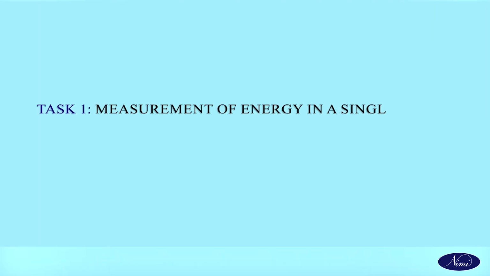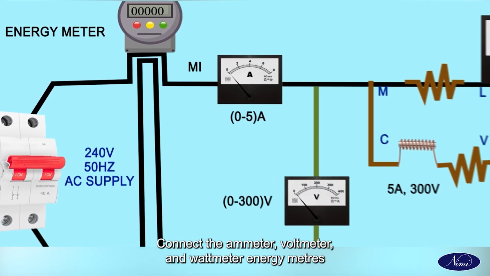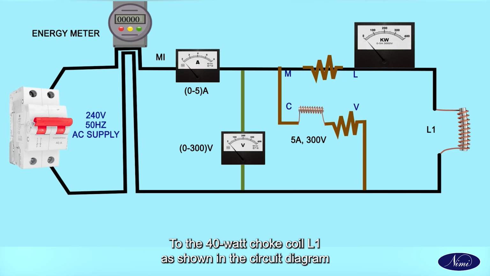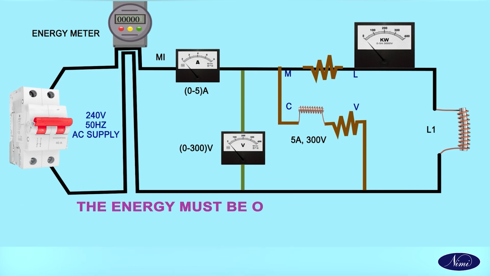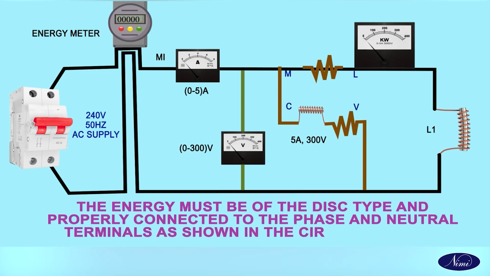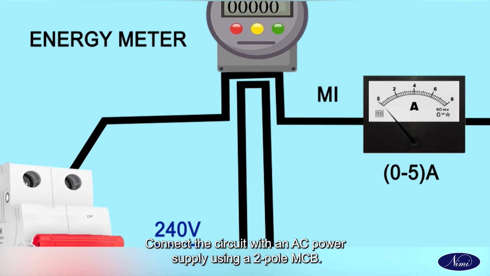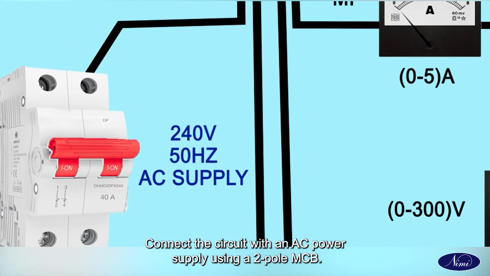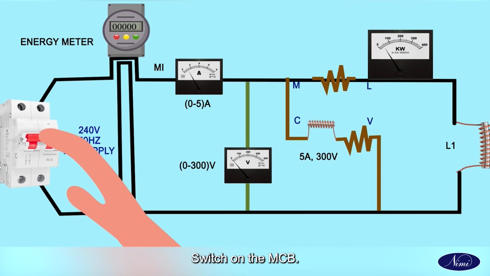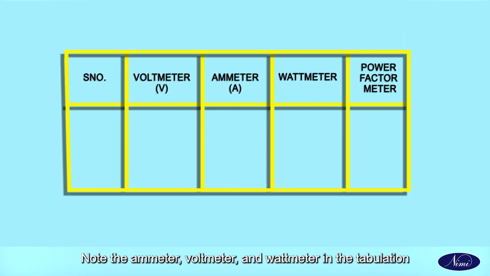Measurement of energy in a single-phase circuit. Connect the ammeter, voltmeter, wattmeter and energy meter with a 40-watt choke coil L1 as shown in the circuit diagram. The energy meter must be of the disc type and properly connected to the phase and neutral terminals as shown in the circuit diagram. Note the energy meter constant displayed on the energy meter. Connect the circuit with an AC power supply using a 2-pole MCB. Switch on the MCB. Ensure the energy meter disc is revolving. Note the ammeter, voltmeter and wattmeter readings in the tabulation.